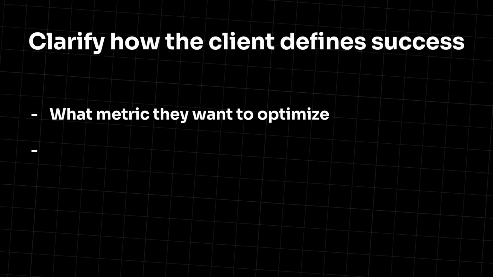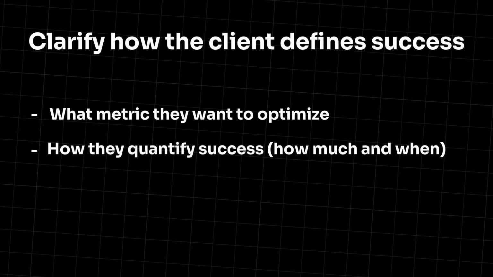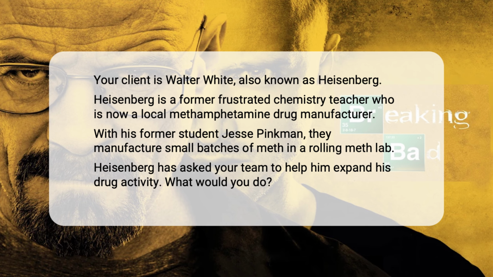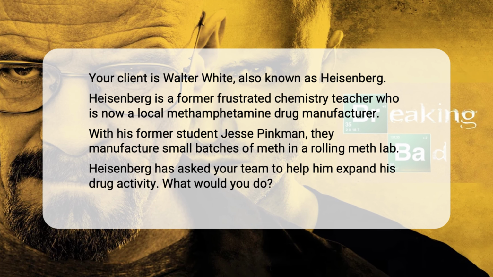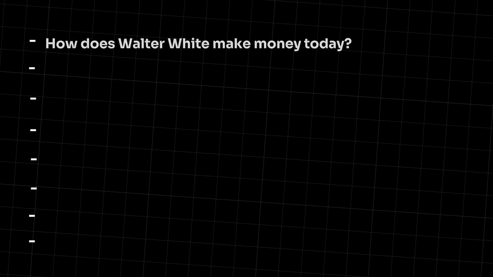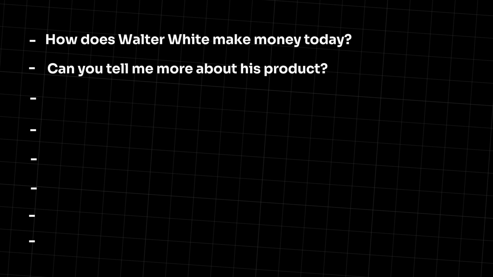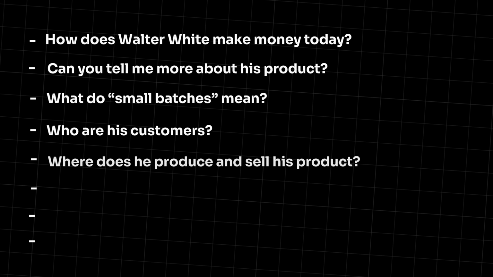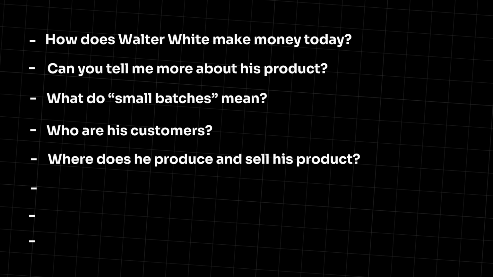What metric do they want to optimize? By how much and for when? For our Walter White case, clarifying questions might be: how does Walter White make money today? Can you tell me more about his product? What do small batches mean? Who are his customers? Where does he produce and sell his product?